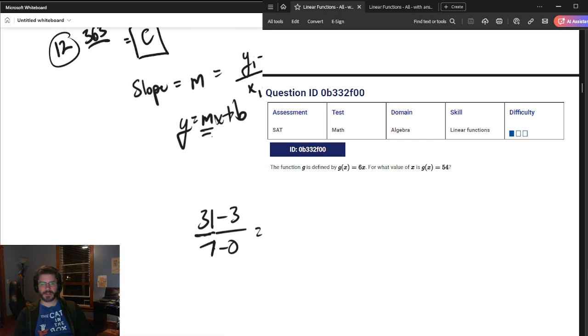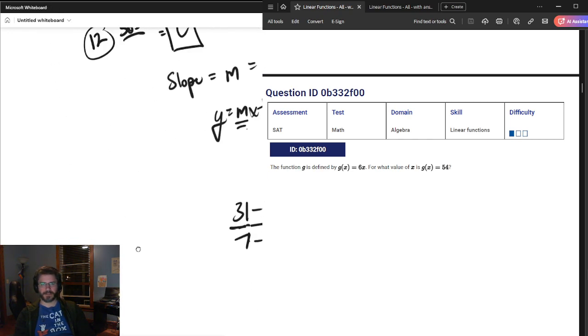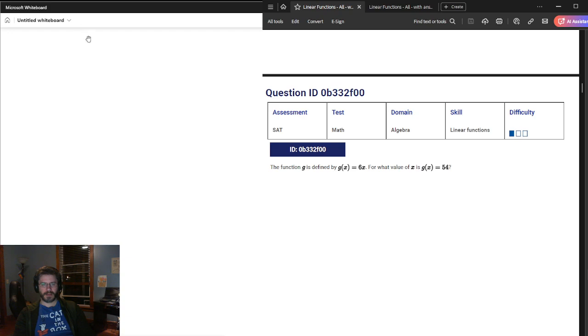Moving on. That was question 12 for us. This will be 13 then. F0, 0, foo. All right, function g is defined g of x equals 6x. What is the value x such that g of x equals 54?